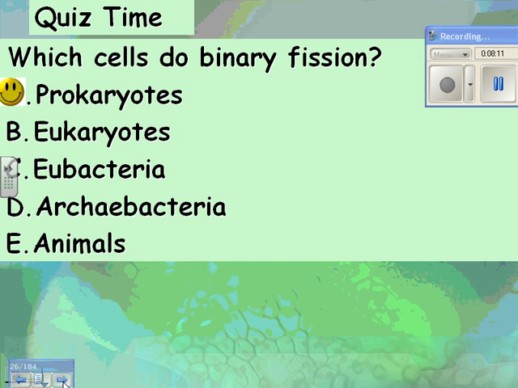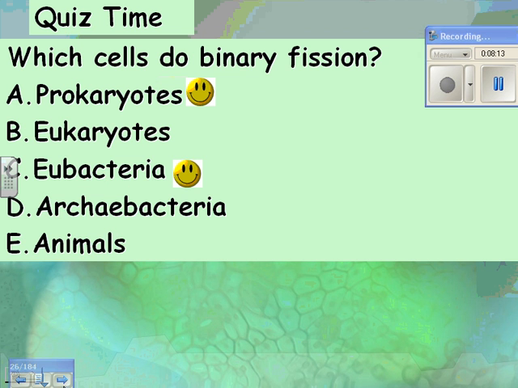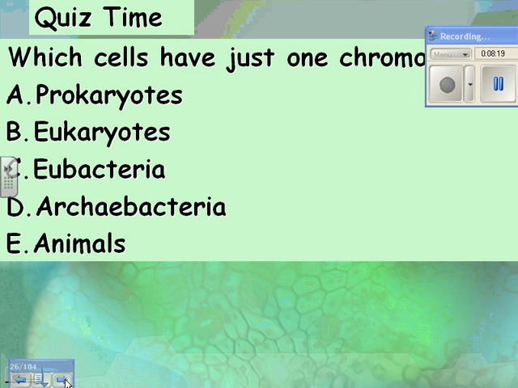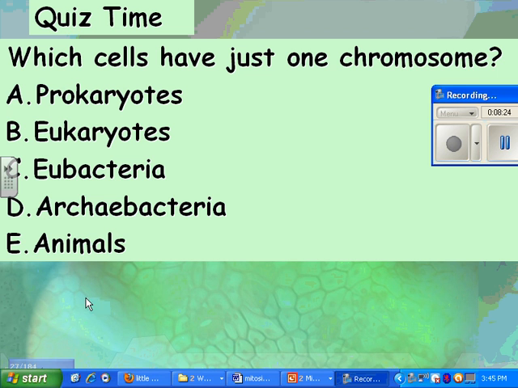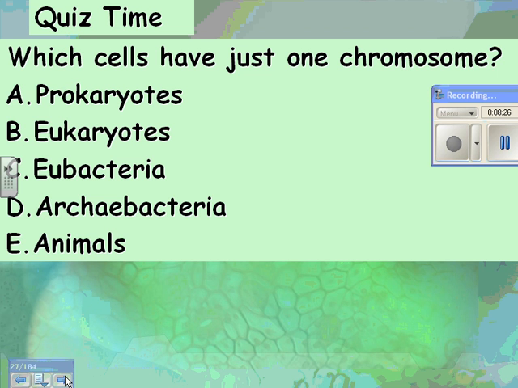Which cells do binary fission? That would be bacteria. So prokaryotes, bacteria, and archaea. And really, we're just calling them bacteria and archaea now, aren't we? How you can tell when your biology teacher's old. Okay, which cells have just one chromosome? Prokaryotes do, which would also be true of the 2 types of prokaryotes, and there they are.